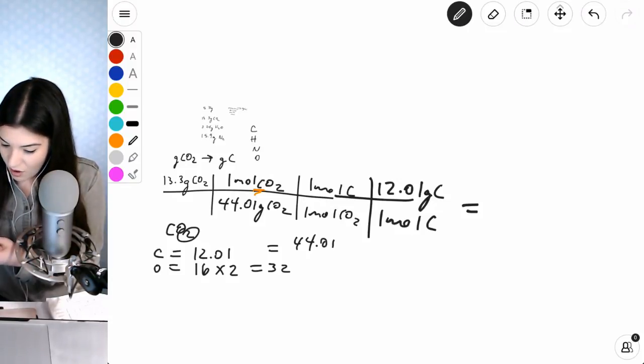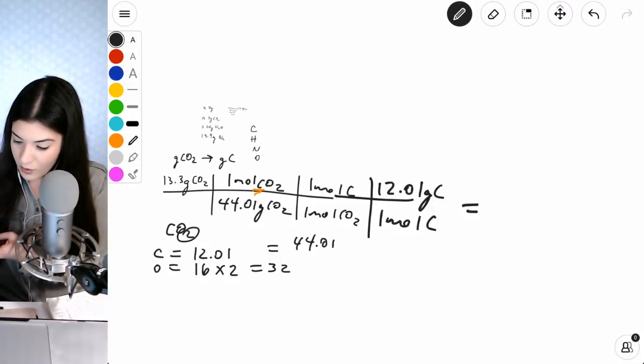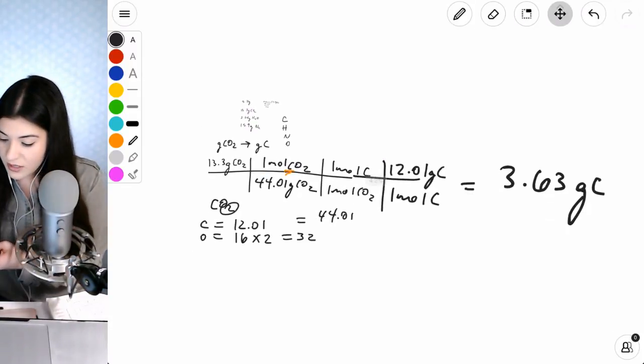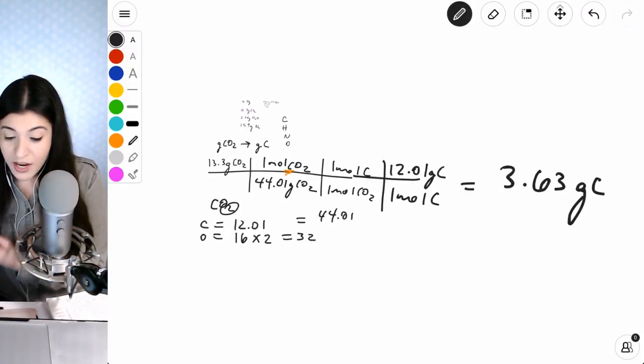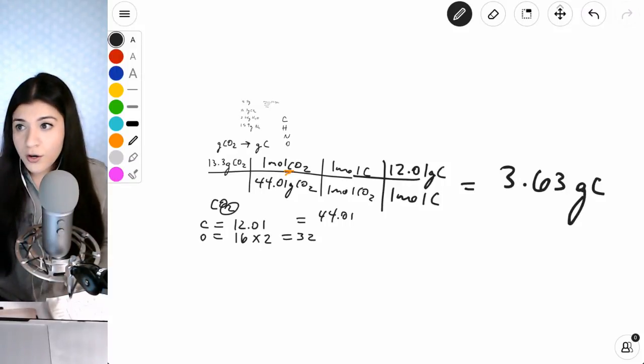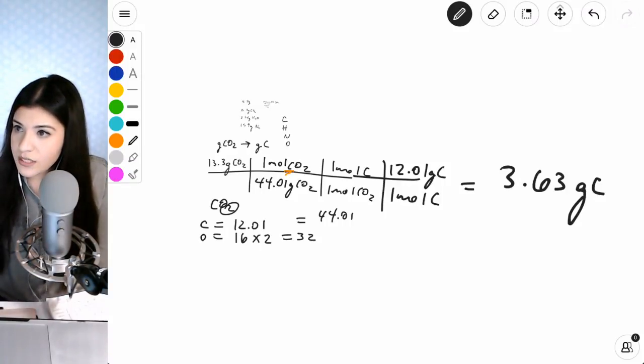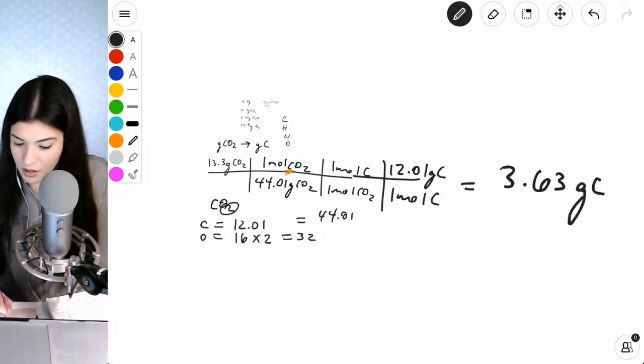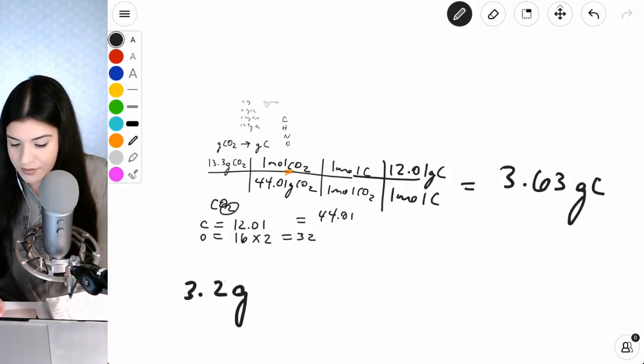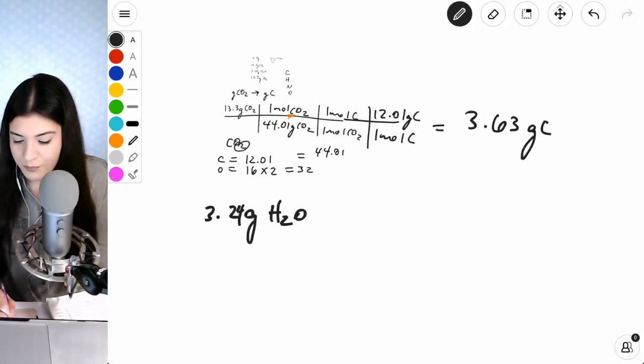So let's multiply this all out. I'm going to divide this by 44.01, and this is 3.63 grams of carbon. All right, we're going to do this same sort of thing with hydrogen now, and I'm going to use water in this case. So we said that water was 3.24 grams of H2O. And then I'm going to make my way to just hydrogen now.